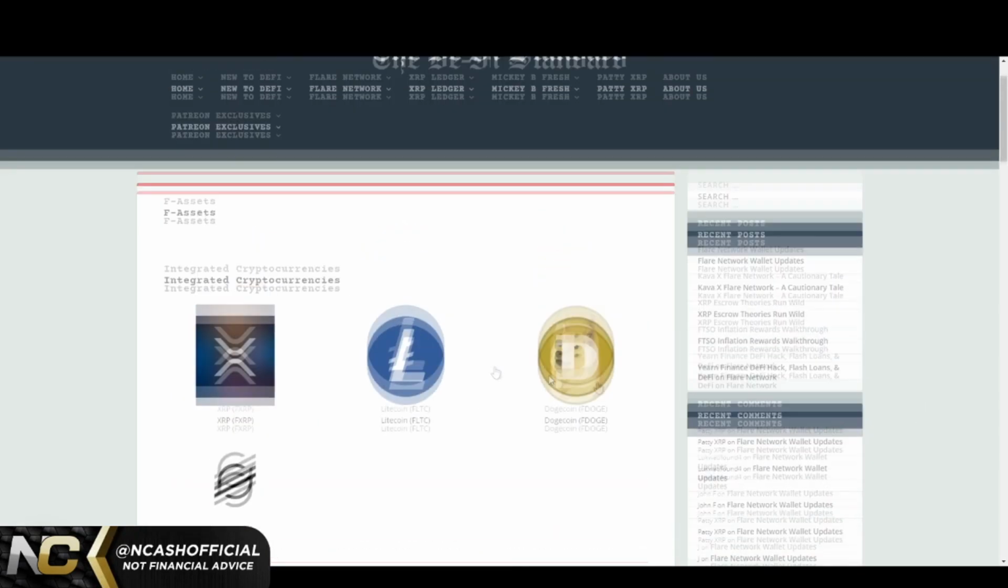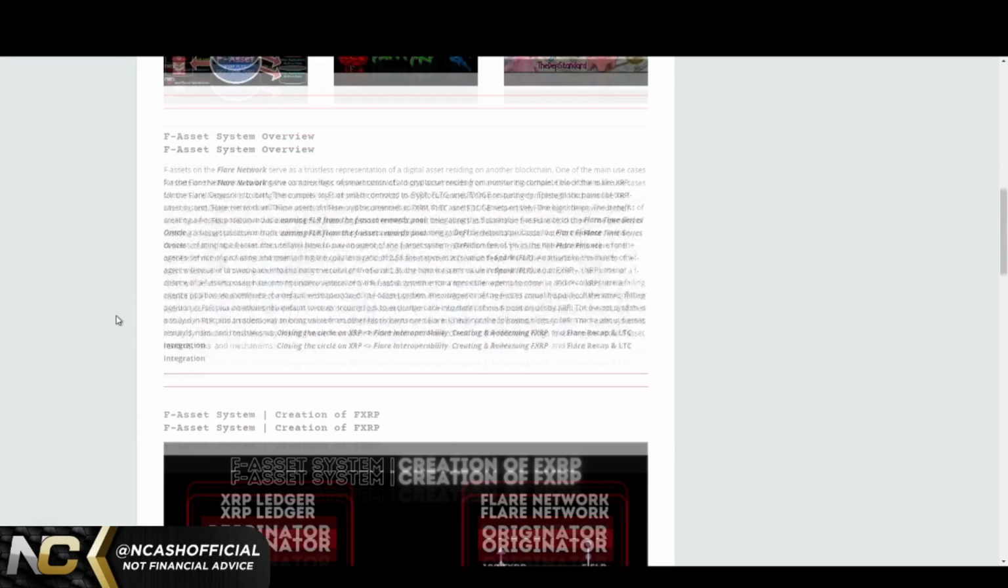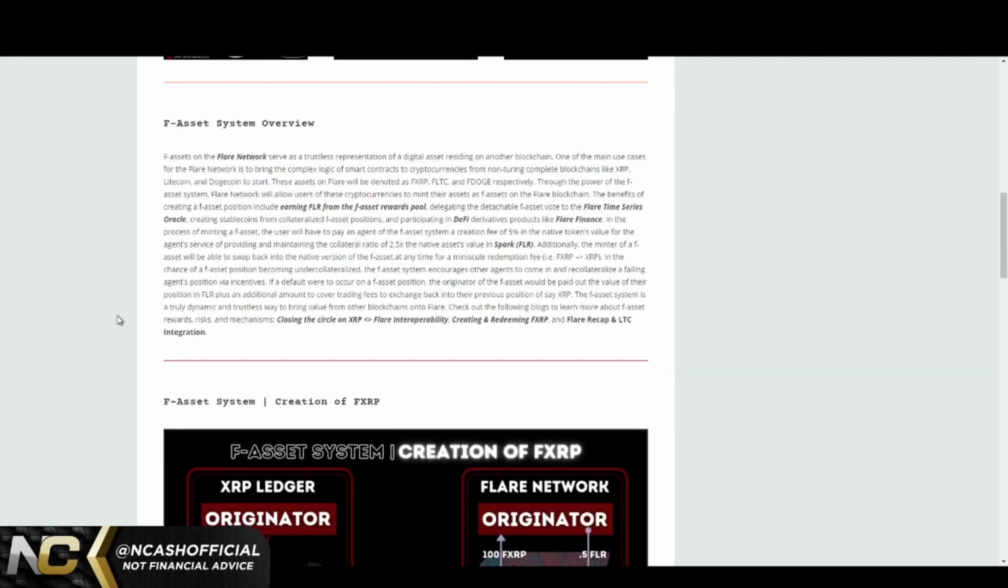So first, we went over a little bit FDoge, FLTC, FXRP, and FXLM. But this is pretty much what it is. F assets on the Flare network serve as a trustless representation of a digital asset residing on another blockchain. One of the main use cases for the Flare network is to bring the complex logic of smart contracts to cryptocurrencies from non-Turing complete blockchains like XRP, Litecoin, and Dogecoin to start. These assets on Flare will be denoted as FXRP, FLTC, and FDoge respectively.